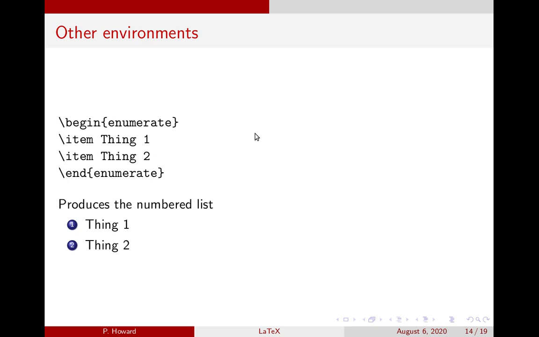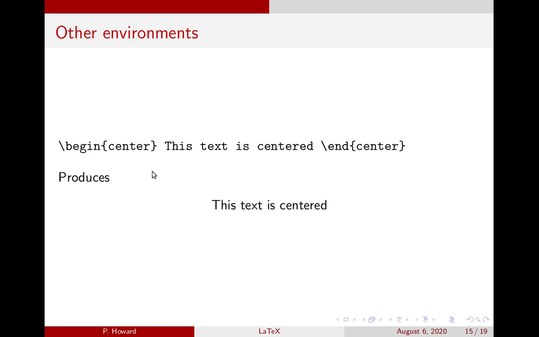Here's another environment that occurred in an earlier example, the enumerate environment, which will produce a numbered list. So between the \begin{enumerate} and the \end{enumerate}, the control sequence \item is used to begin an item in the numbered list. So for example, this source code will produce the numbered list 1, thing 1, and number 2, thing 2. This is something else we saw earlier. The center environment produces centered text.